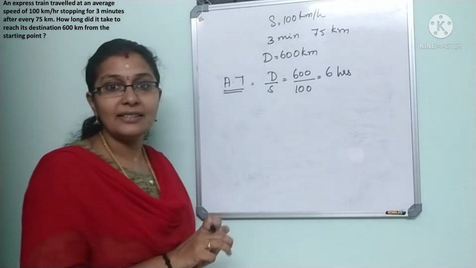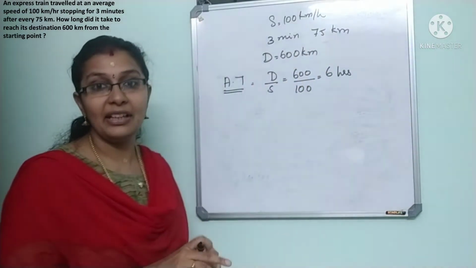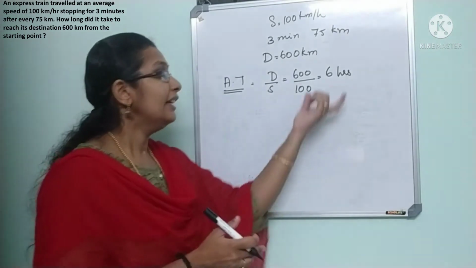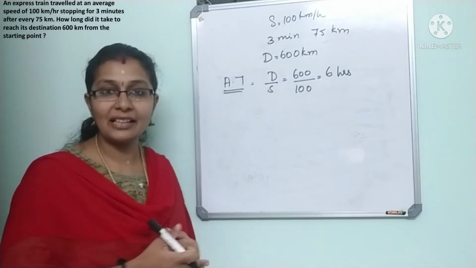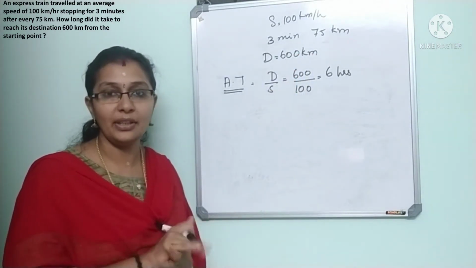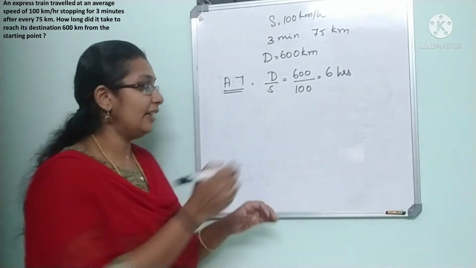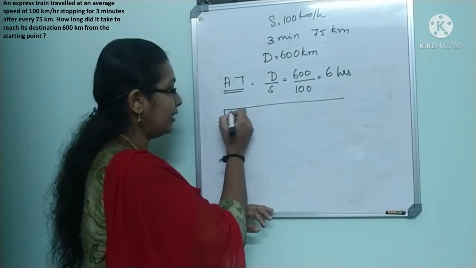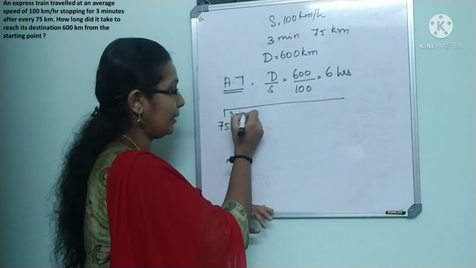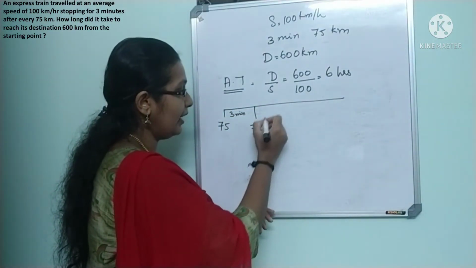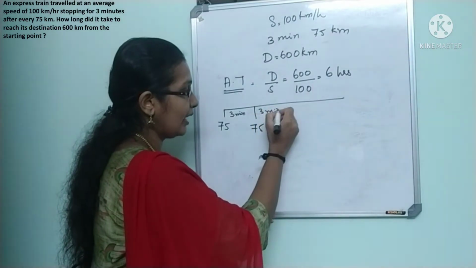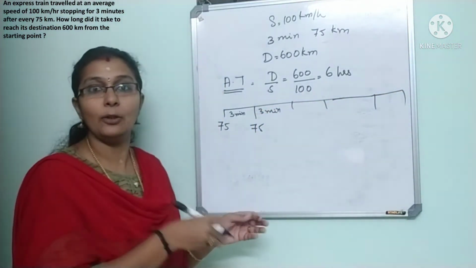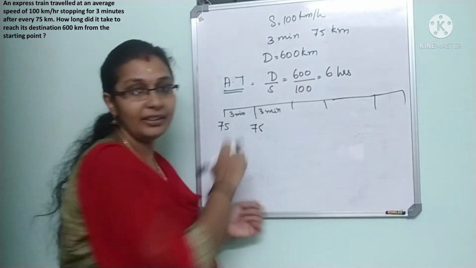Now there is a stop at every 75 kilometers, they are saying. So we will have to find how many 75 kilometers are there in the total distance of 600 kilometers. Then only we can find. See, first is 75, after which we have a 3-minute break. Then next is 75, 3 minutes break. Like this, we will find how many 75 kilometers are there in this 600 kilometers.